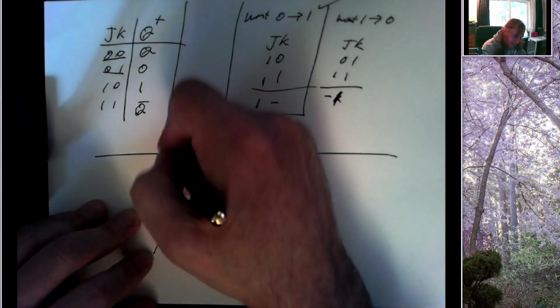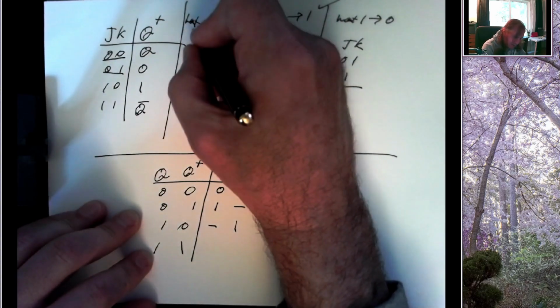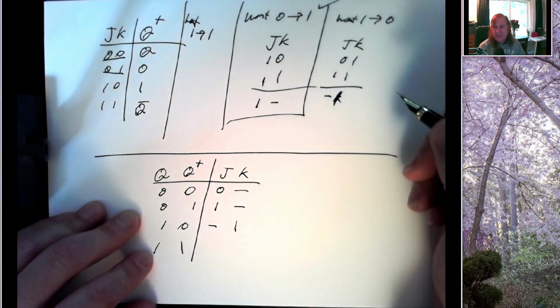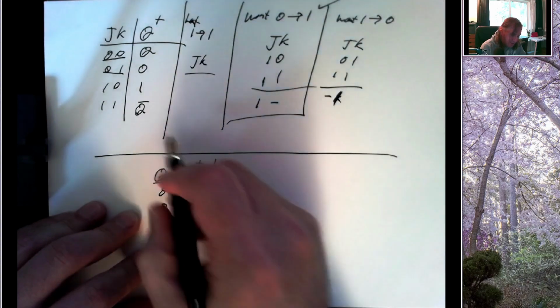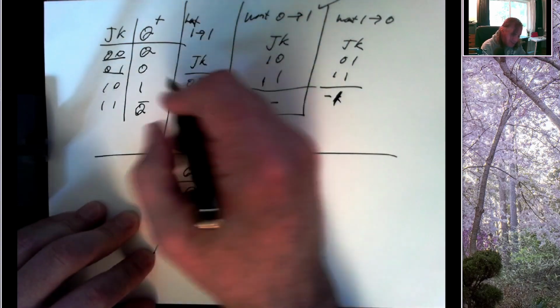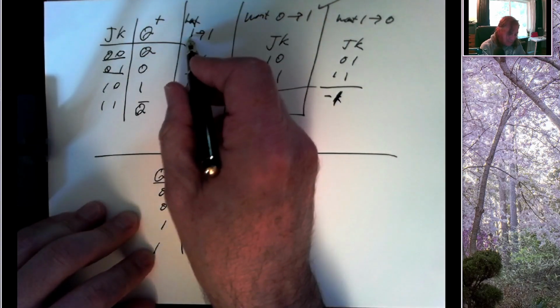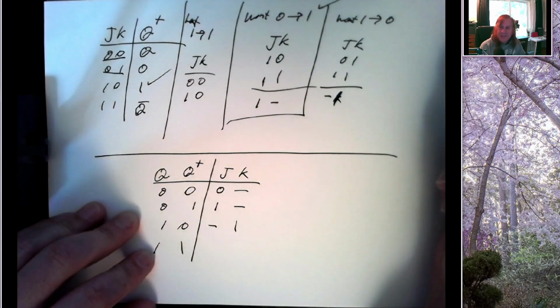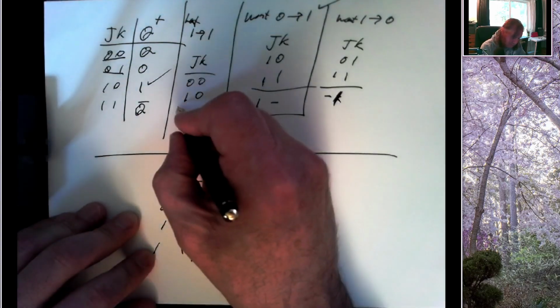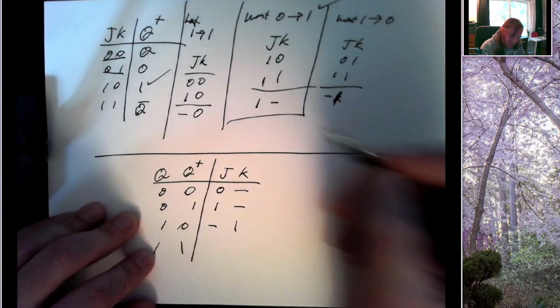And the last case, we currently have a 1 and we want it to stay a 1. So there's two possibilities. We could set J and K to 0, which says don't change anything. Or we could set J and K to 1, 0, which says set the output to 1. So J doesn't matter as long as K is 0.